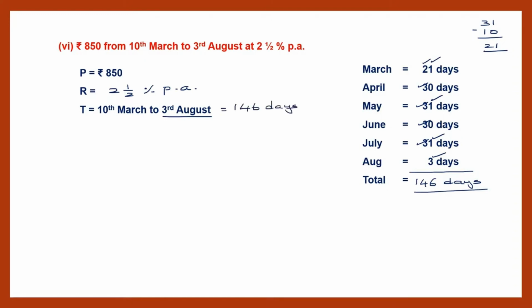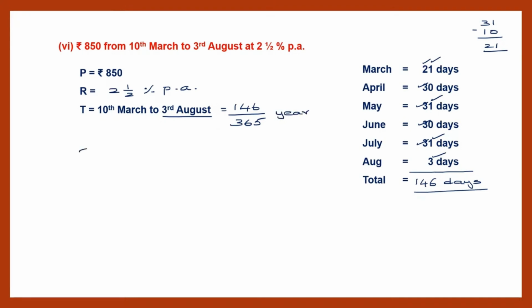But remember always something very important: time should be in accordance with the rate of interest. And the rate of interest is per year. That means our days should be converted to year. Now, in a year, we have 365 days. So the simplest way is simply by writing 146 by 365. So this now becomes year. So let's write that down.